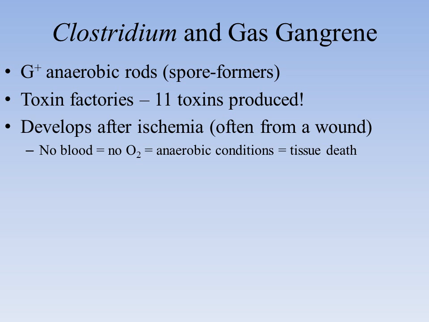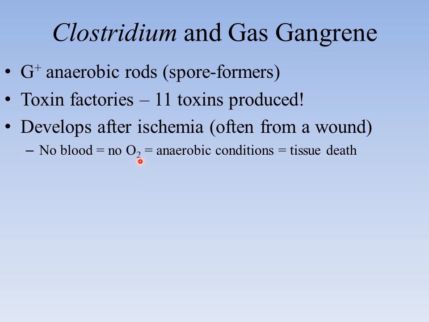So how Clostridium develops is after ischemia. And so ischemia is going to result anytime you have an interruption of blood supply from a particular area of the body. And oftentimes this is going to come after a wound. So often a wound has occurred that has resulted in damage that has blocked off blood supply to a particular area of the body. So not having blood supply is not good, because having no blood means you don't have oxygen, because the red blood cells in blood are what carry the oxygen to the various parts of the body.